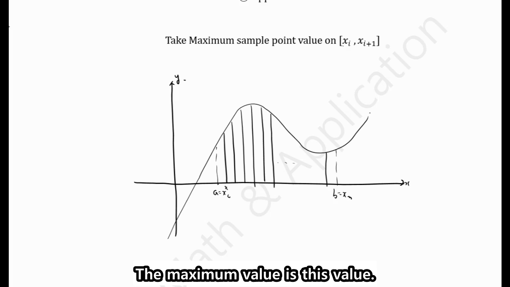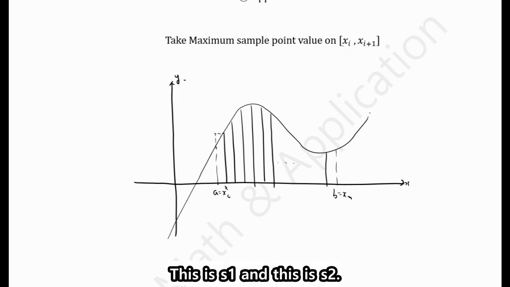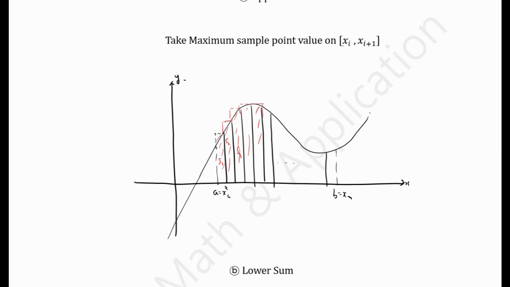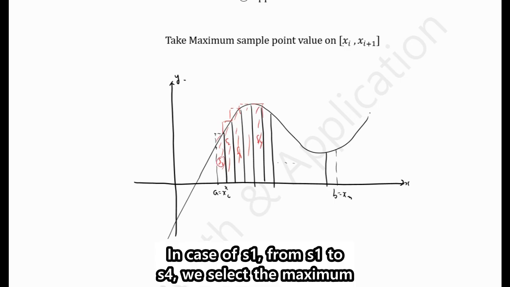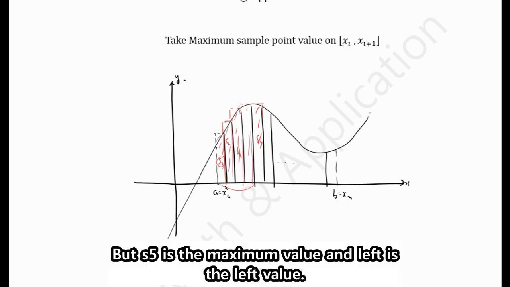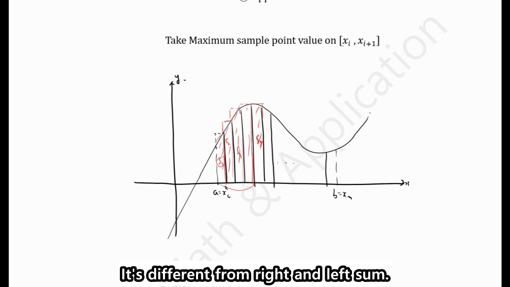The maximum value is this value. So this is S1, and this is S2. We take the height as the maximum value. The maximum value gives S3, S4, S5. From S1 to S4, we select the maximum value, which is the right value or the left value, but at S5 the maximum value differs from the left value. So it is different from the right and left sums.